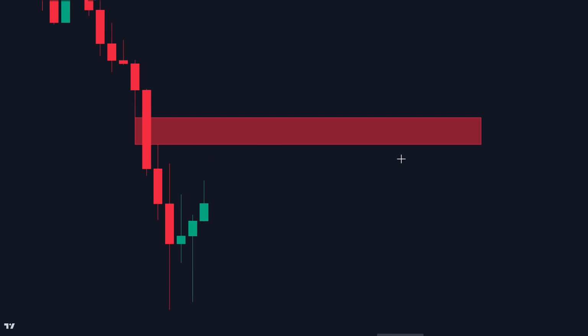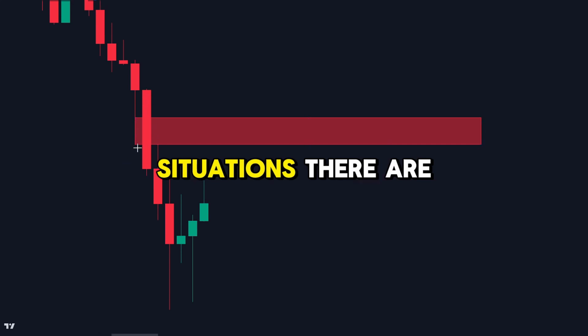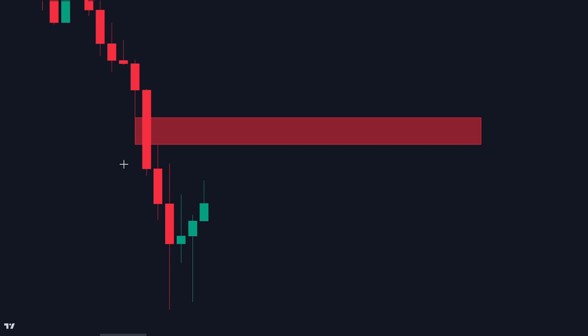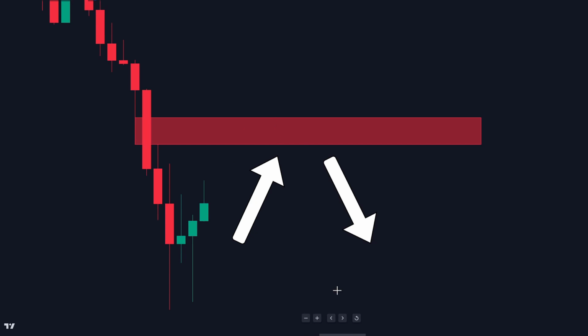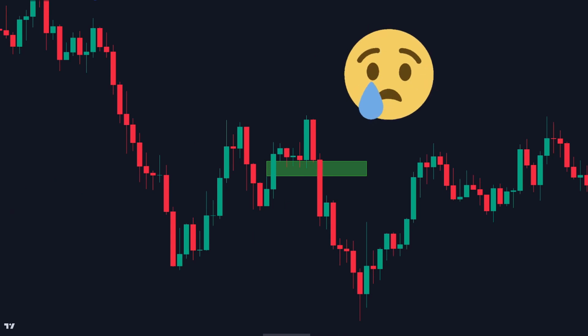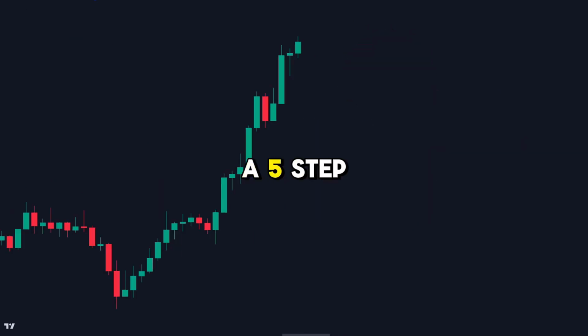A fair value gap can help you tell where the price is likely to go next, because in such situations there are sellers, many sellers, and buyers were not even able to push the price up because it was going down like crazy. And what buyers will do is try to trade the price back into that imbalance to rebalance it and then potentially continue moving down. And as you can see, some fair value gaps work really well, but some of them don't. So now we're gonna follow a 5-step tutorial to use fair value gaps to your advantage.